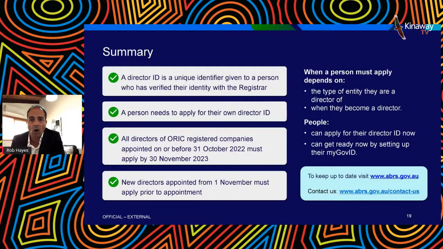All directors of ORIC registered companies appointed on or before the 31st of October 2022 must apply by November 2023. New directors of ORIC entities must apply for their director ID prior to their appointment, and that has been in place since the 1st of November. Directors of ASIC registered companies need to apply for their director ID by the 30th of November 2022.